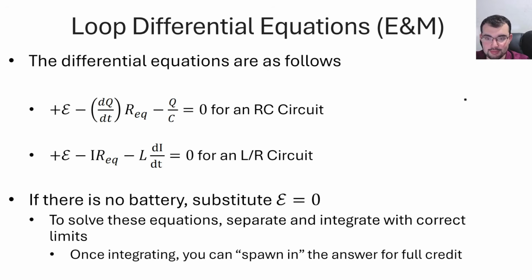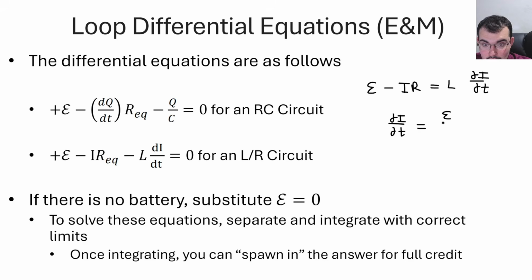Now, once you have separated, you can feel free to just spawn the solution in. So if I were to do one right here, if I had the inductor one, I could rearrange it like this. So I could get dI/dt equals EMF over L minus I times R over L. I can do this.